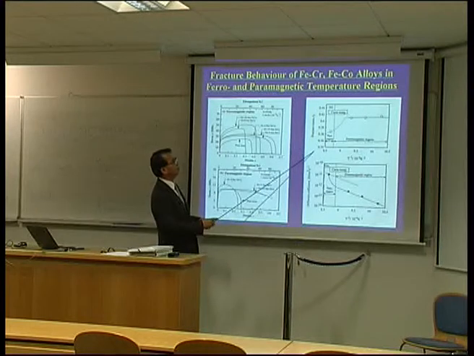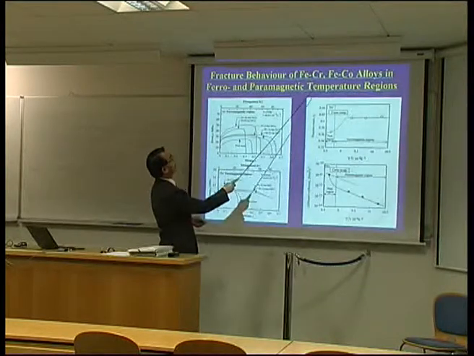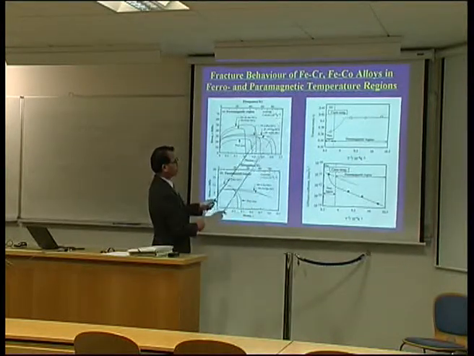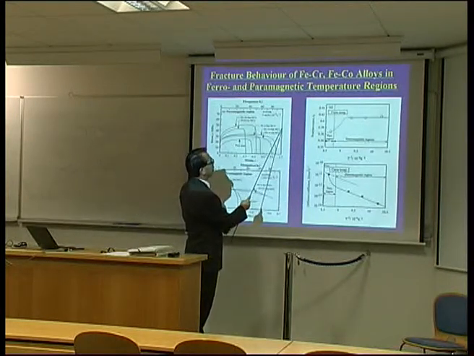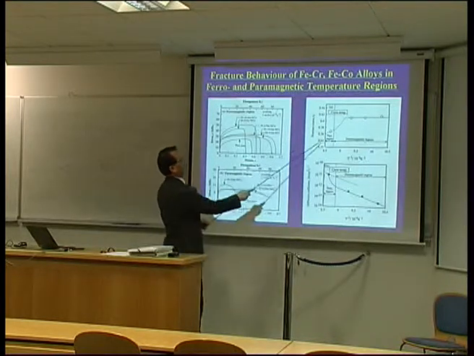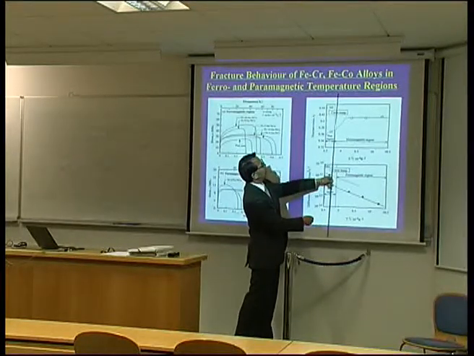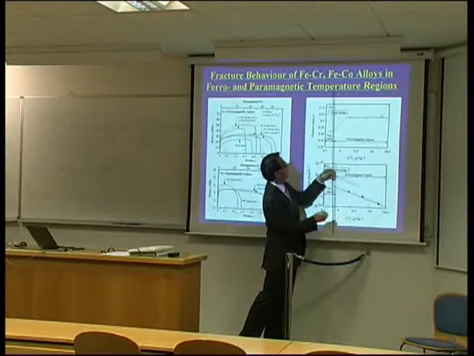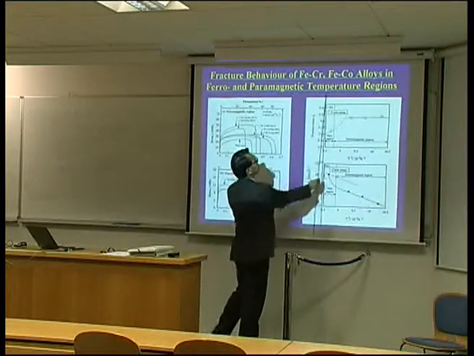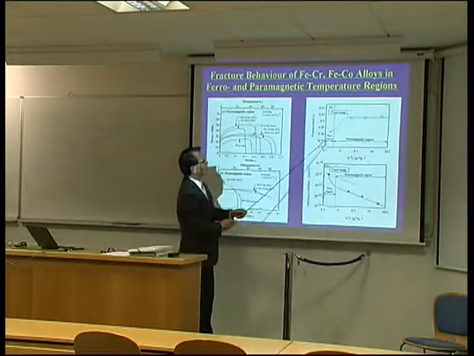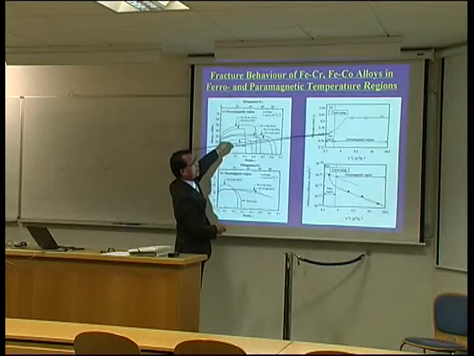So if we plot the fracture strength as a function of temperature in iron chromium and iron cobalt, in the cobalt case, as you see, here is the Curie temperature, and this is a low temperature. As you see, in the ferromagnetic temperature region, the fracture strength is larger compared with the paramagnetic temperature.